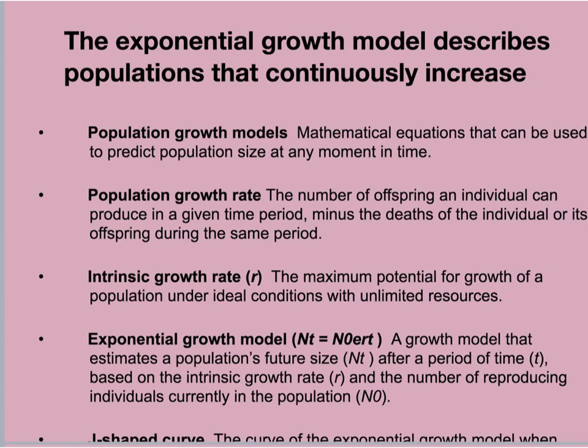So we can define population growth rate as the number of offspring that an individual can produce at a given period of time, minus the deaths that are occurring in that individual or its offspring at the same period of time. Under ideal conditions with unlimited resource availability, every population has a maximum potential population growth rate. That maximum potential is called the intrinsic growth rate. We note that as a little r.